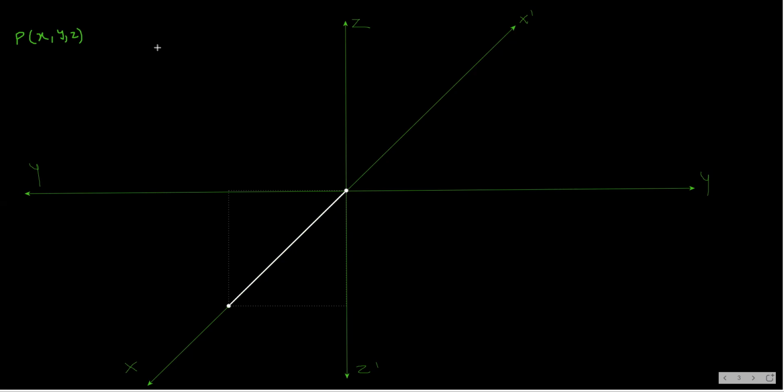Then I have the y. I have to move y units in the direction of y-axis. So think this is y here. Then I have to go for the z displacement. So think z is this big. This is z.